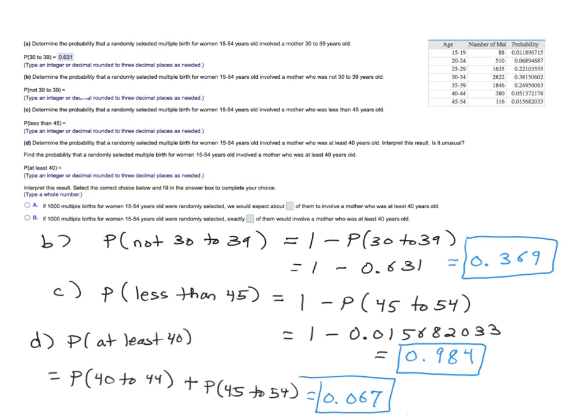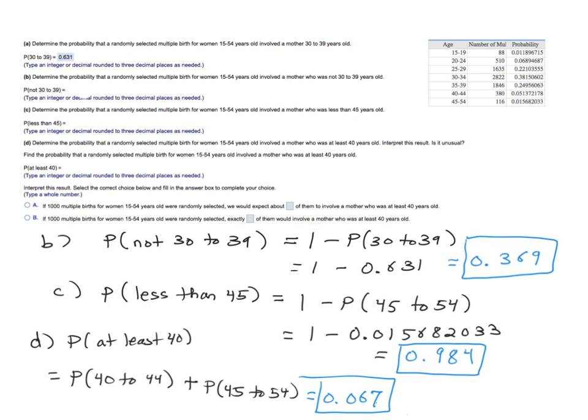The big takeaway from the remaining parts of this question is, you can just add up categories that match up with what the question is asking for. That's what I did in part D. I just added everything from 40 to 54. Or sometimes you can subtract values from 1 if that is going to be faster.